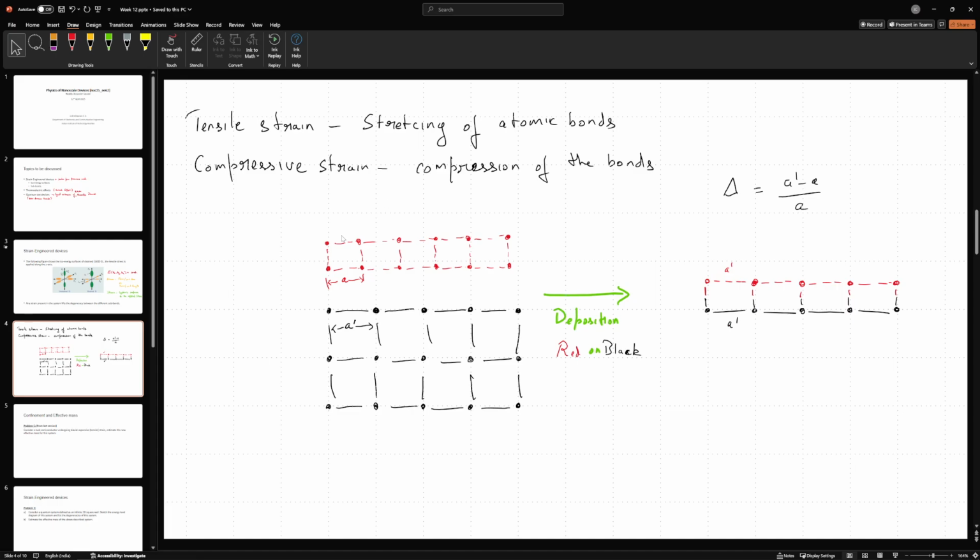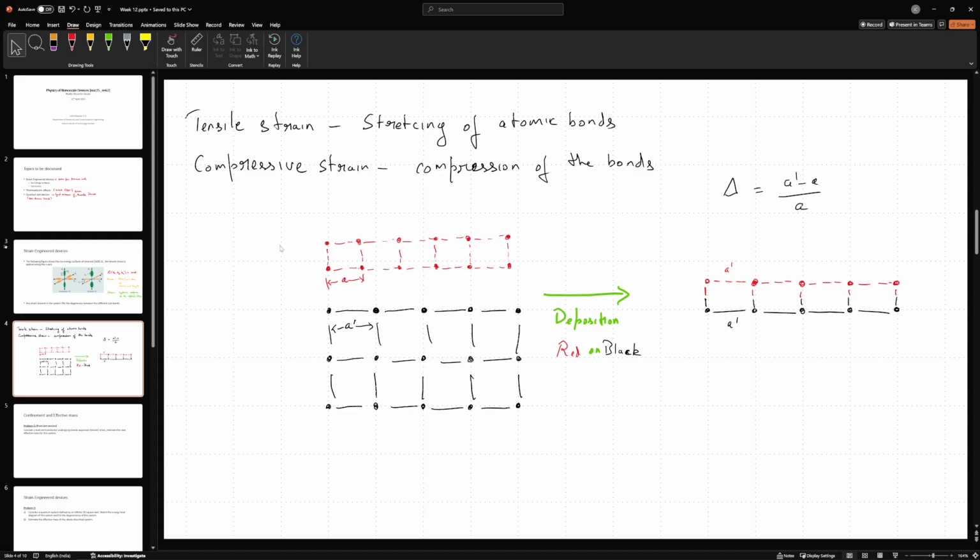So let us say I have two materials with lattice constants A and A prime. For now, I will assume that they have a cubic lattice. So when I'm depositing the red material on the black material, what is bound to happen is there will be a certain stretching. Either the red material will stretch to match the lattice of the black material, or vice versa. Typically, the material that is being deposited will need to stretch to accommodate on the bonding sites of the substrate.